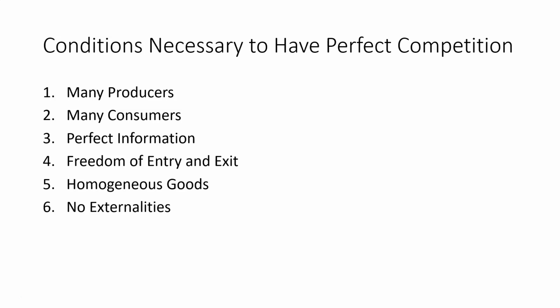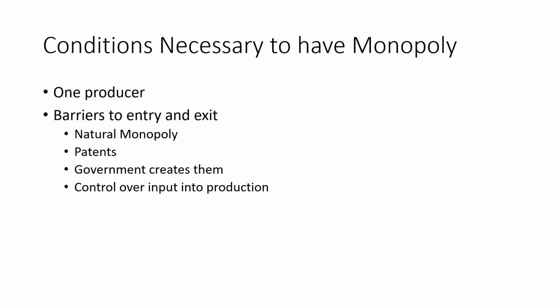Now, if perfect competition is one end of the market structure spectrum, at the other end is monopoly. When we look at monopoly, we look to see how it differs from perfect competition. And in the case of monopoly, it differs in two characteristics. The first is that we only have one producer. So obviously that one producer has a lot of power in the market.